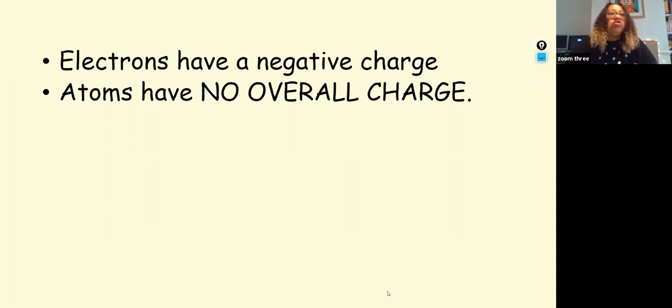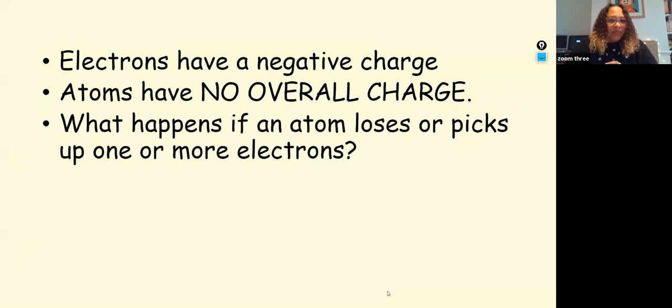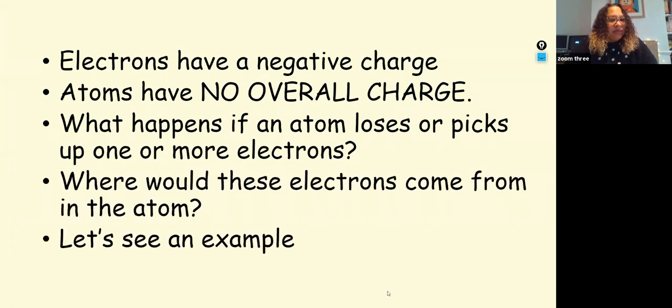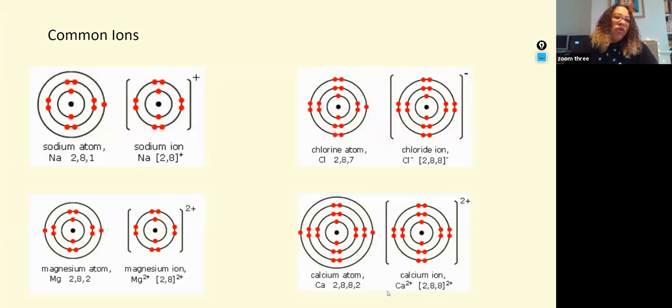And the other thing that's neutral within the atom are neutrons. And they're not actually involved in our bonding at all because they don't have any charges like the electrons and protons. So what happens if an atom loses or picks up 1 or more electrons? Well, you get an ion, okay? And the electrons come from other atoms. So some common ions here.